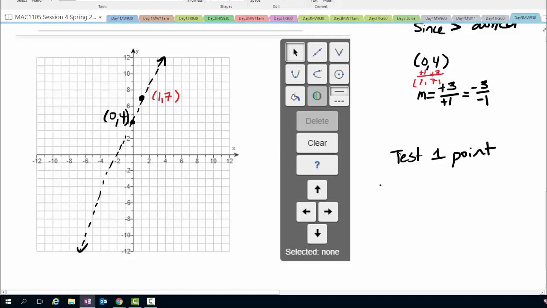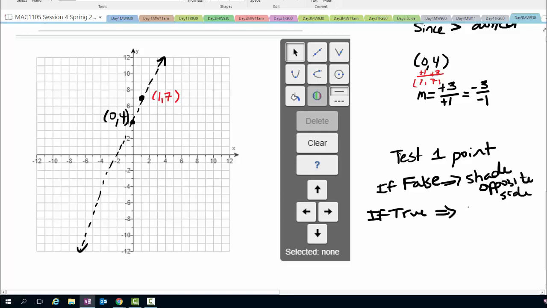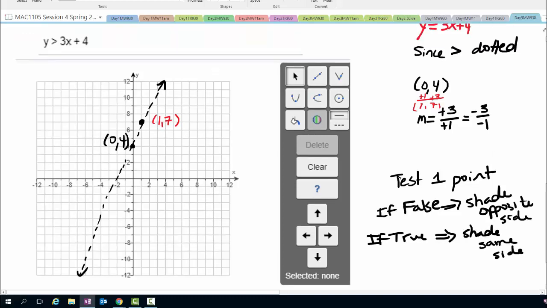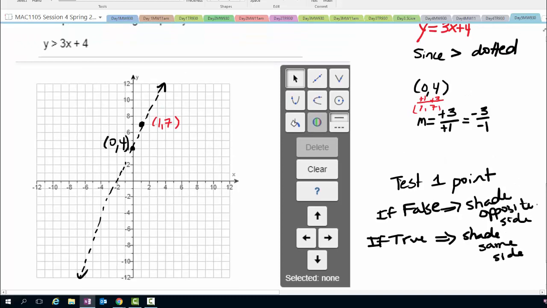Okay. If you get a false result, that means that you shade the opposite side of the line. If you get a true result, then you shade the same side as the point. Okay, what point do you want to test? 0, 0. Okay, so usually people test 0, 0 unless the line happens to go through 0, 0, then you can't use that point. You have to pick another point.